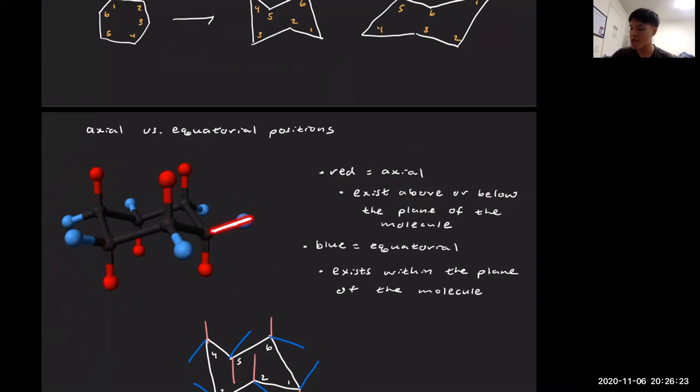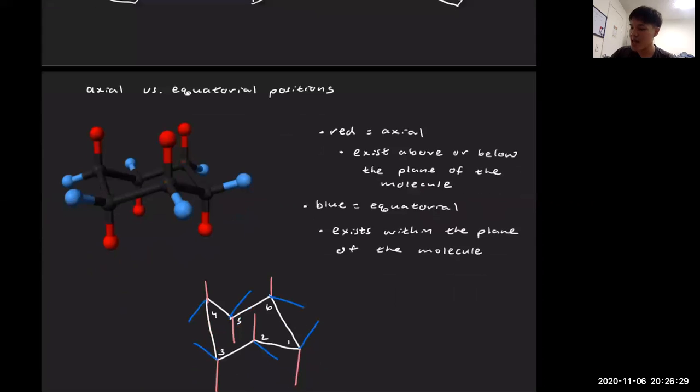The blue here represents equatorial. Just think of it like the equator, sort of like a horizontal line, and it exists within the plane of the molecule. We would call this up equatorial. It doesn't look like it's coming down, but it is coming down. We would call this down equatorial, up equatorial, down equatorial.